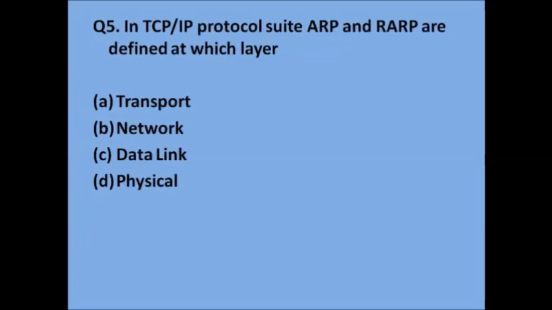Now the fifth question is, in TCP/IP protocol suite, ARP and RARP are defined at which layer? Here there are four options. Option A is transport layer, option B is network layer, option C is data link layer, and option D is physical layer. So the correct answer is option B, network layer. In TCP/IP protocol suite, ARP and RARP are defined at network layer.